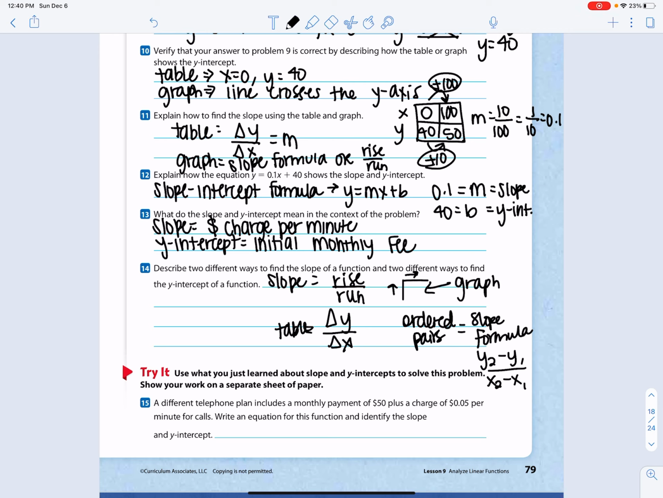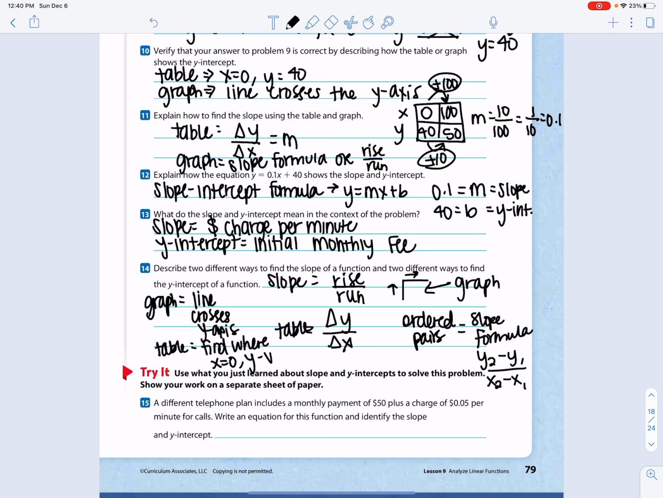And two different ways to find the y-intercept of a function. Well, when I'm looking at a graph, that's when my line crosses the y-axis. If I'm looking at a table, it's where x equals 0.